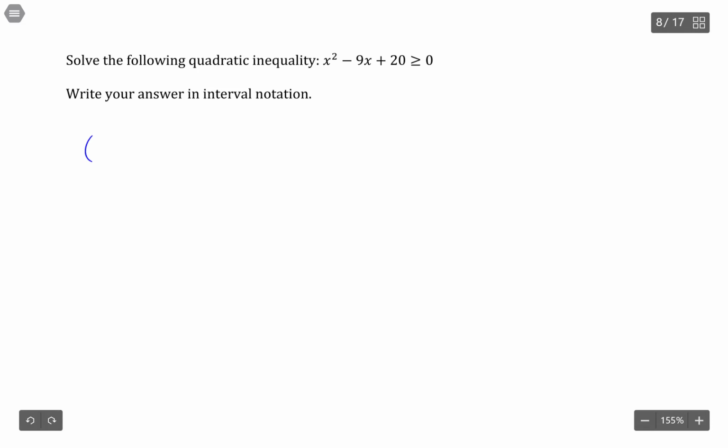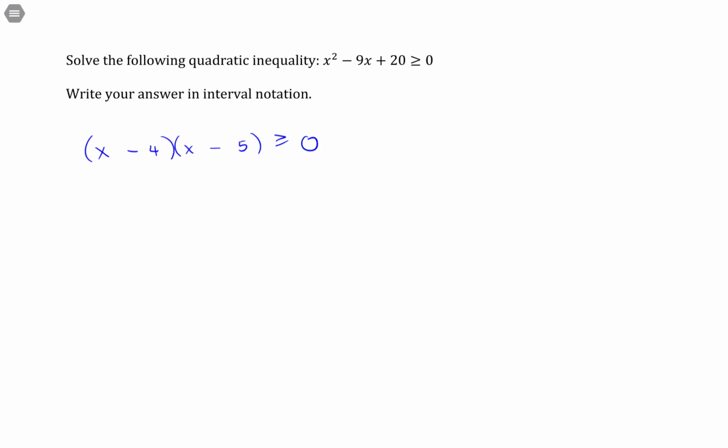And then we want to factor. So since everything's already to one side, I'm going to go ahead and start factoring. So x and x are the only things that would multiply to x squared. Two numbers that multiply to 20, I could use 5 and 4, and those also would add up to negative 9 if these were both negative values. So what that means is I have two zeros of this polynomial, which are 4 and 5.